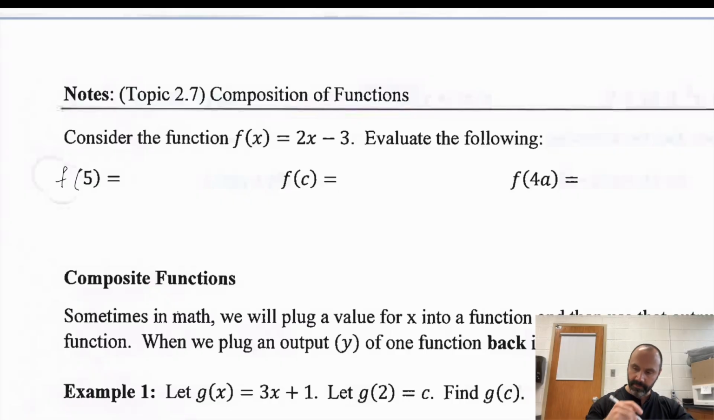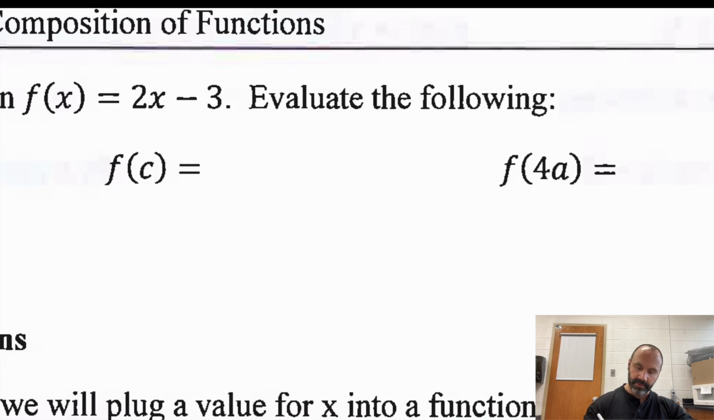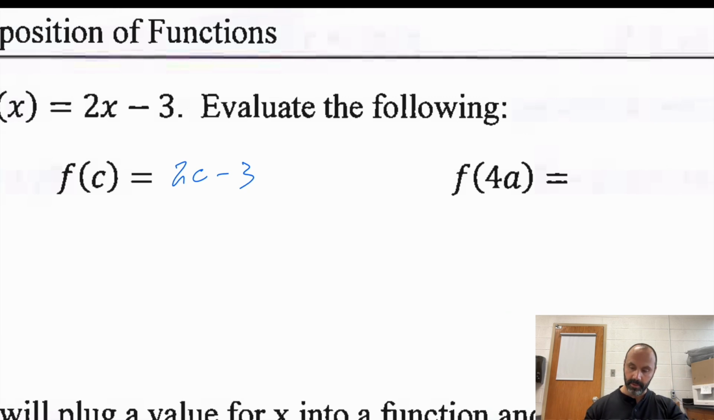X means the input, and if you say f of 2, that means what's the output. So in this case, f of 5 is going to be 2 times 5 minus 3, and this is going to be 7. f of c is going to be 2 times c minus 3, and that's it. You can't simplify the expression any more than that.